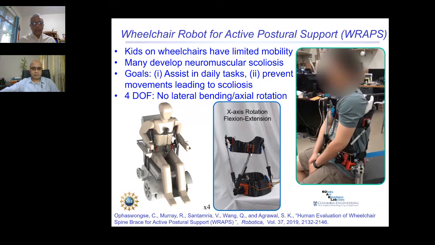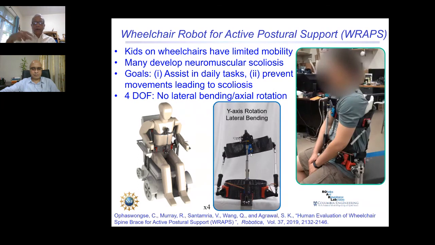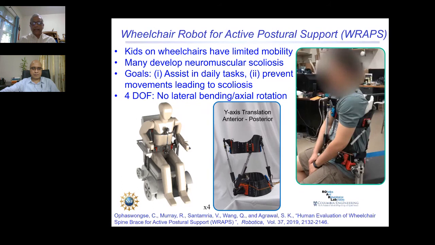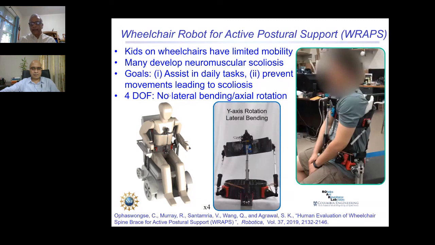And scoliosis is all about a lateral curve of the spine or a torsional curve of the spine. So we created a brace that does not allow those 2 degrees of freedom in order to prevent these wheelchair users from developing that.